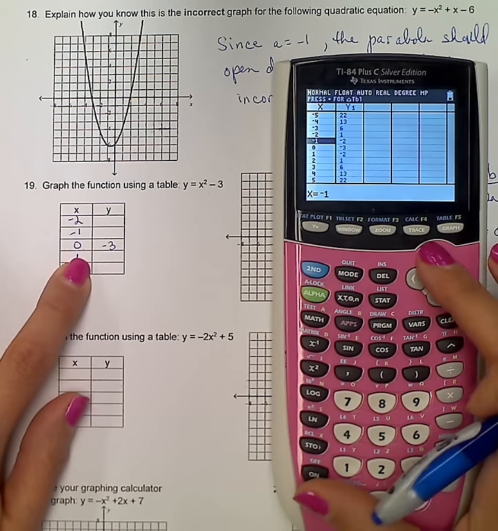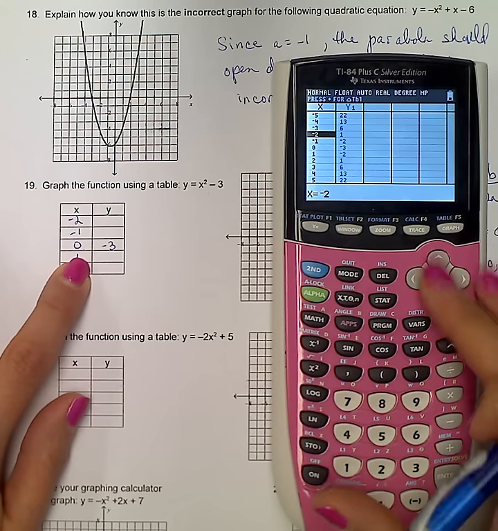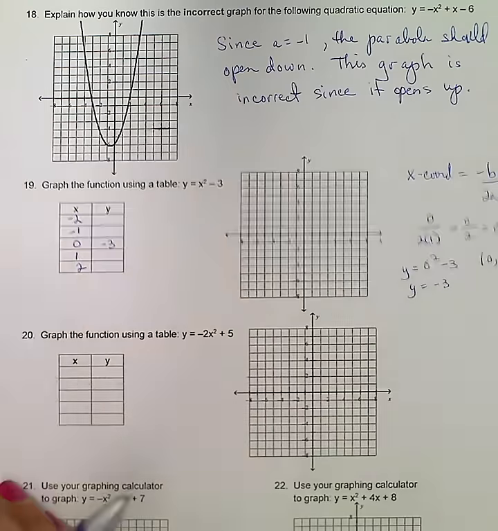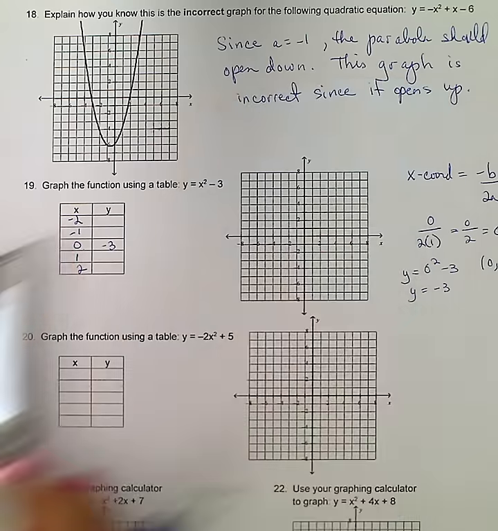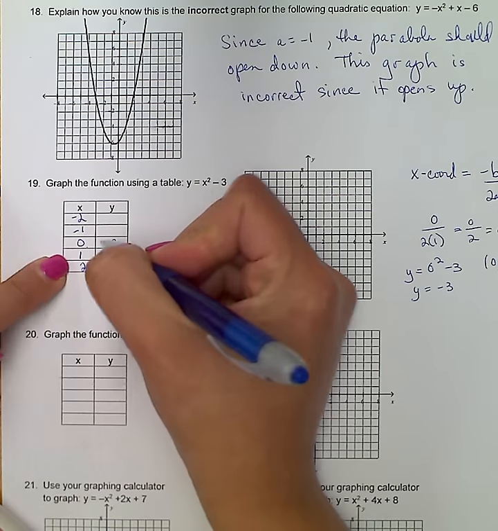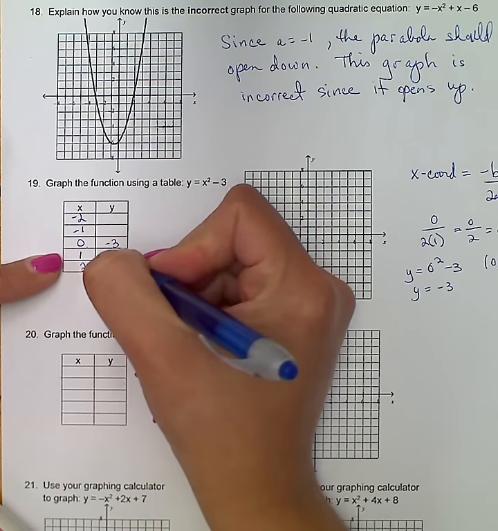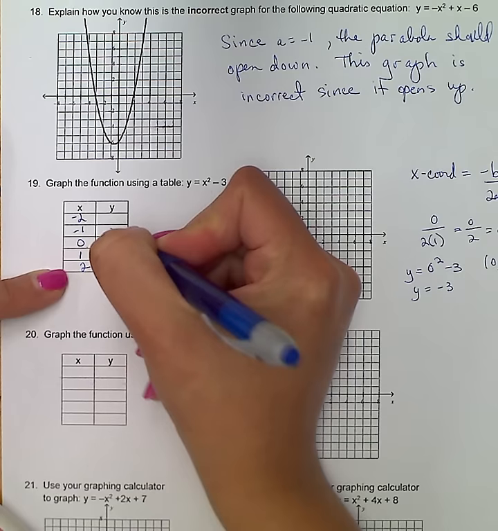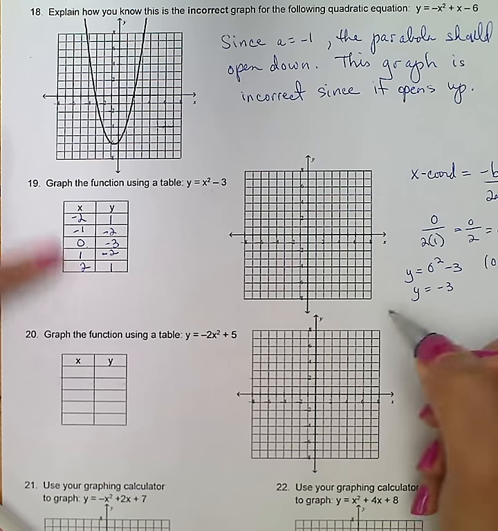And for negative 2, it's 1. And then the same thing going down, negative 2 and 1. So I'm going to fill in my table with, for 1, it was negative 2. And for 2 it was 1, and the same thing in the other direction. And then I'm going to plot those points.